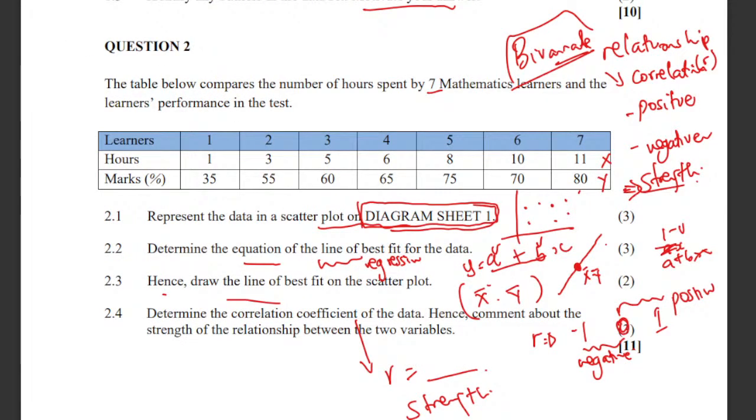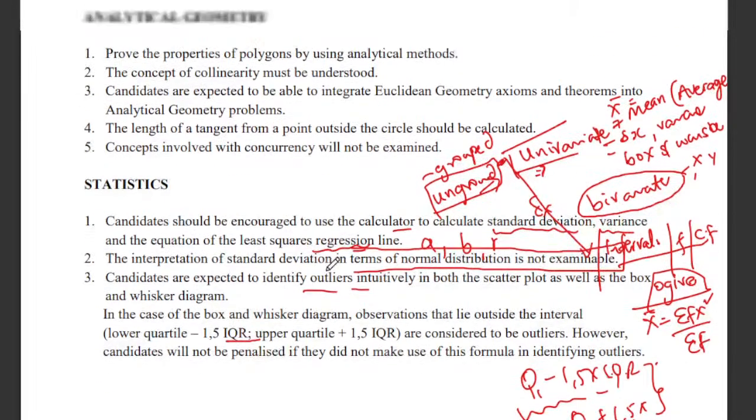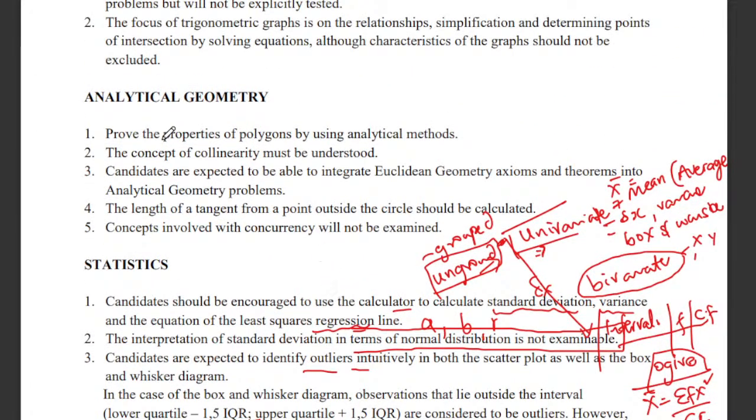All right, so we move on to the next topic, which is analytical geometry. Under analytical, what are the expectations? We need to prove properties of polygons by using analytical methods. What does this mean? It can ask you to prove whether the shape is a parallelogram, so you need to know the properties of a parallelogram. It can ask you to prove that the lines are perpendicular, and then they can ask you to prove what we call collinear points.